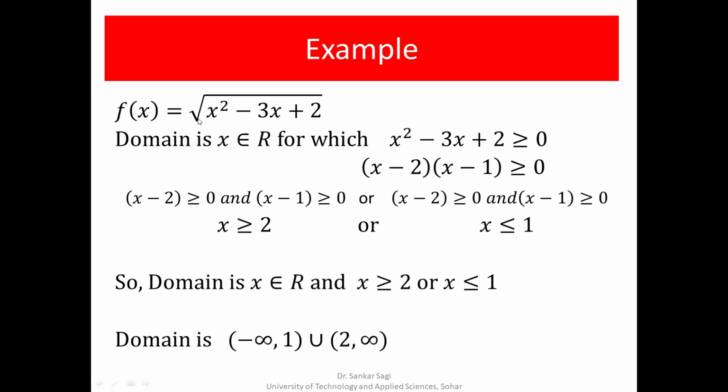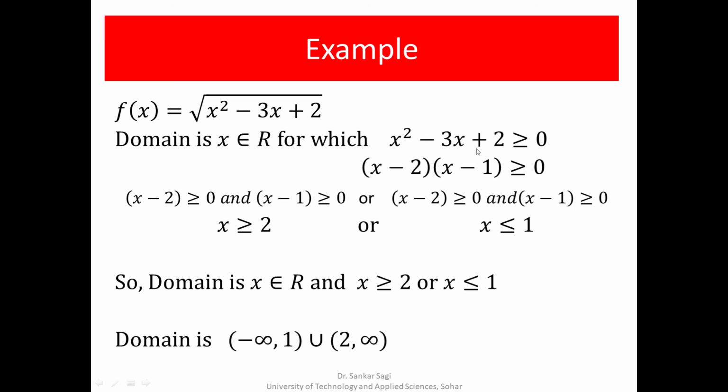f(x) is equal to the square root of x squared minus 3x plus 2. Here again, since it is a square root, n is 2, so 2 is an even number. So whenever the root is a square root and n is an even number, the condition is that x can be any real number for which the expression inside the root should be greater than or equal to 0. So x squared minus 3x plus 2 is greater than or equal to 0.